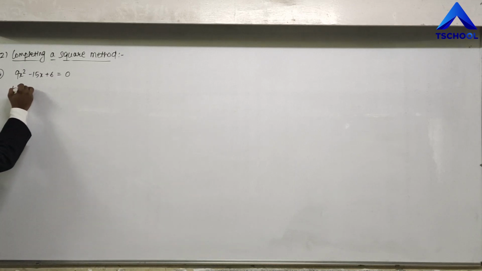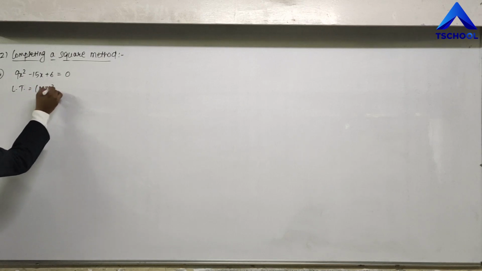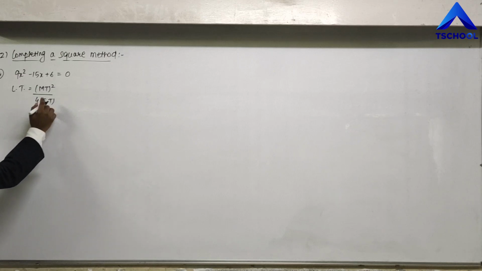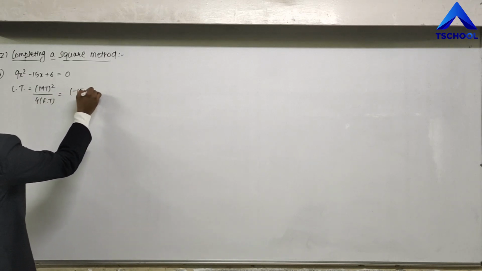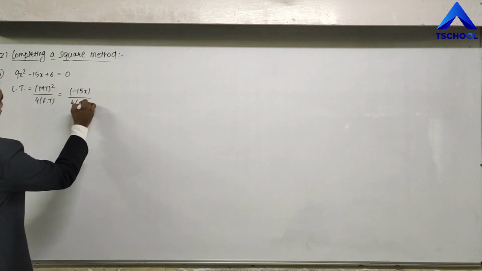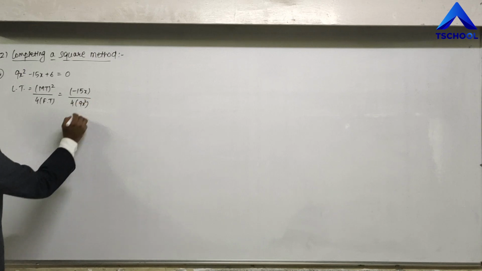Now what we are going to do is find out the last term, that is middle term square upon 4 into first term, that is equal to minus 15x upon 4 into 9x square, right?